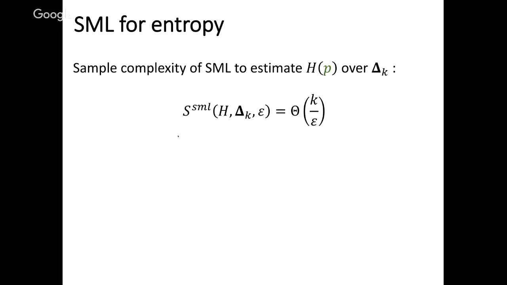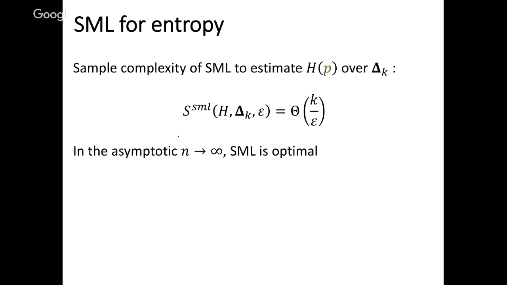The number of samples you need to estimate the entropy of distributions using this method is going to be k over epsilon. So if you are interested in estimating the entropy for a constant value of delta, say delta is 1/3, then the number of samples you need grows as k over epsilon. Okay, in other words, it's linear in k and inversely proportional to epsilon, as expected. So if the domain size is large, you need more samples. If you want higher and higher accuracy, you need more samples. Okay.